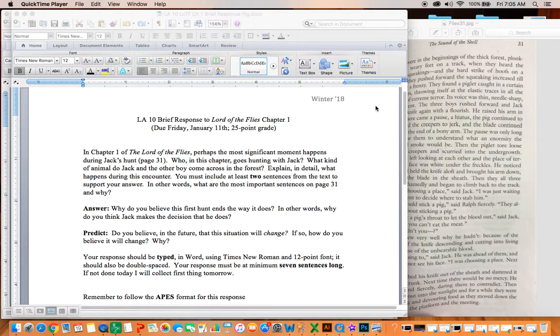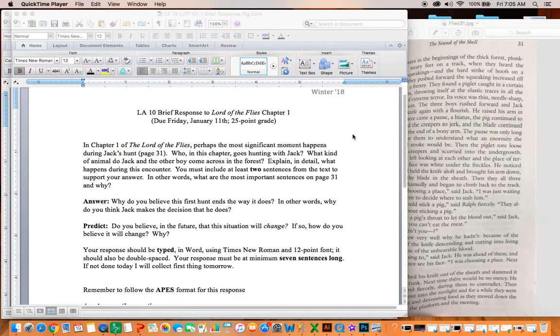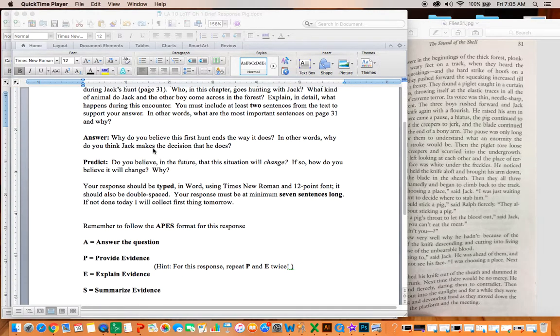Okay, today I'm going to show you how to do a Chapter 1 response to Lord of the Flies using text evidence. Remember, whenever we respond to text, we want to make sure we are using evidence to prove our answer and show where our information is coming from. So, if you look here, our main question in Chapter 1: why do you believe the first hunt ends the way it does? In other words, why do you think Jack makes the decision that he does?